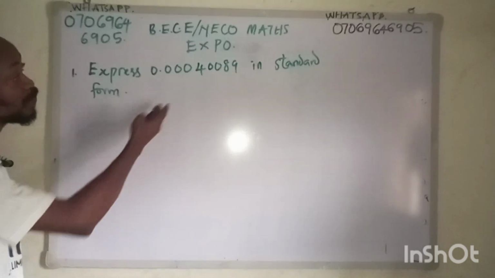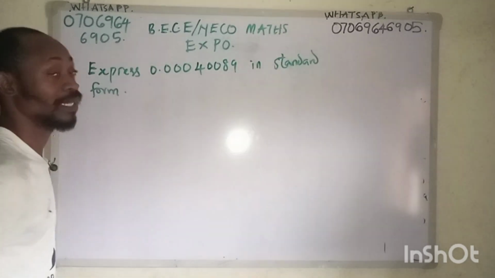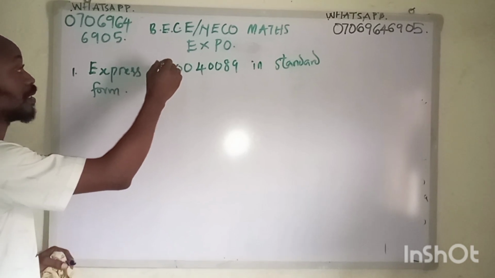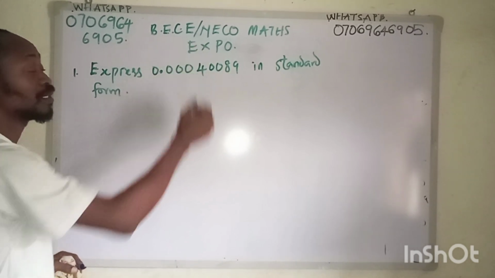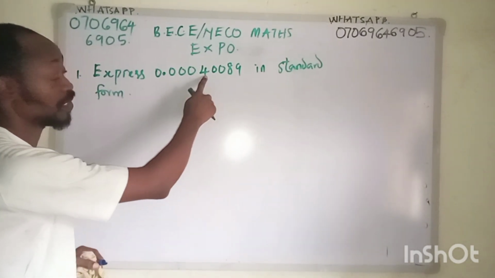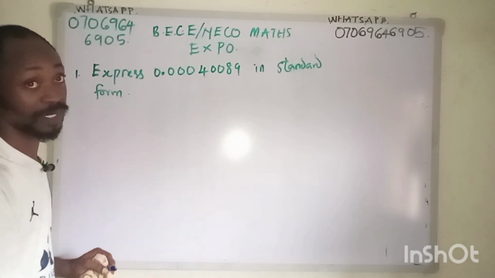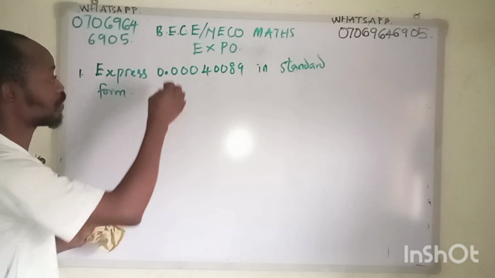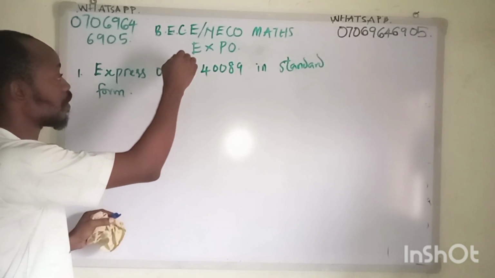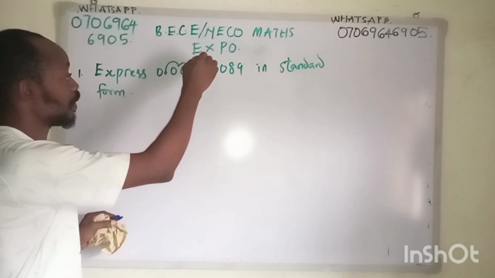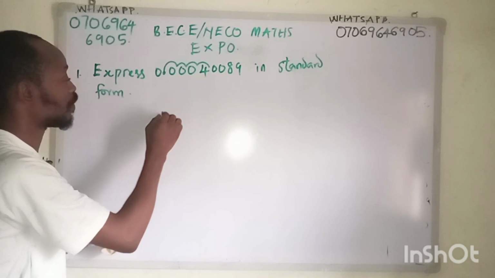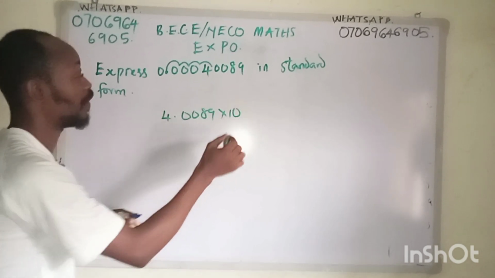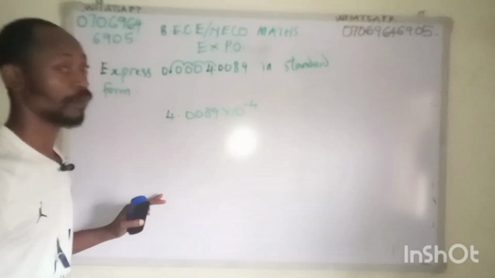The first question says to express this number in standard form. Basically, what you just do is take this decimal point here and take it all the way to the very first non-zero digit here, this 4. We take it to the front of it. How many times you do that determines what we write. So I'm just going to go 1, 2, 3, 4. So that's going to be 4.0089 times 10 raised to power negative 4.